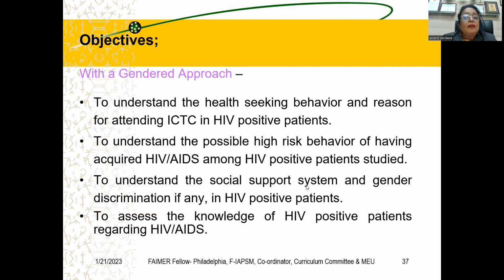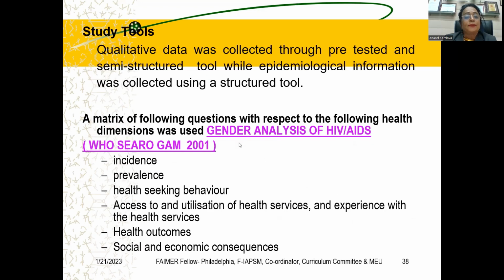So the study had the objective, with a gendered approach, to understand the health-seeking behavior and reason for attending ICTC in HIV positive patients, to understand the possible high-risk behavior of having acquired HIV/AIDS among these positive patients, to understand the social support system and gender discrimination, if found any, in these patients, and to assess the knowledge of HIV patients regarding HIV and AIDS. So these were the objectives.